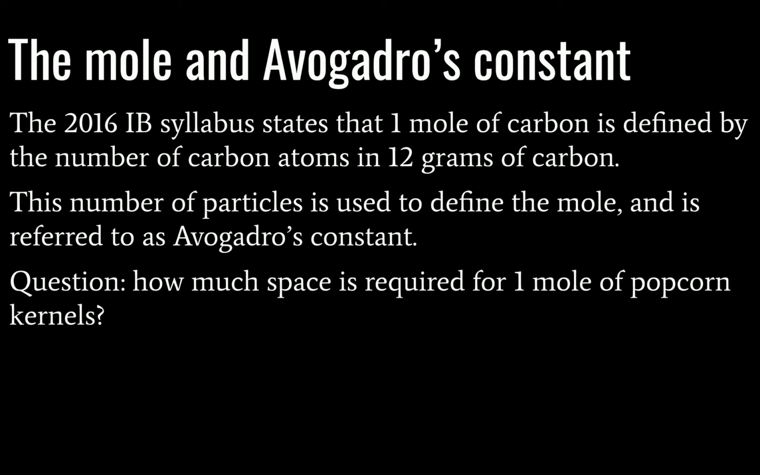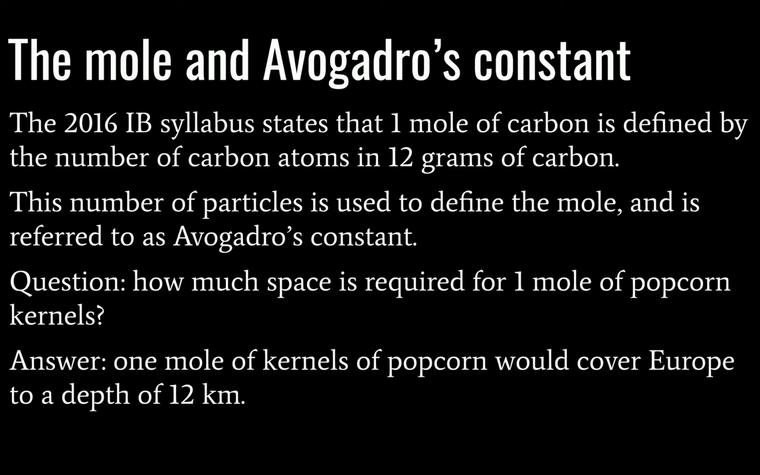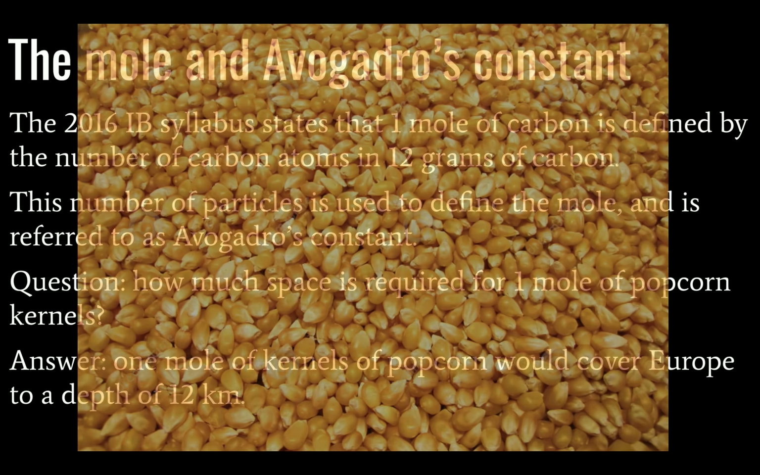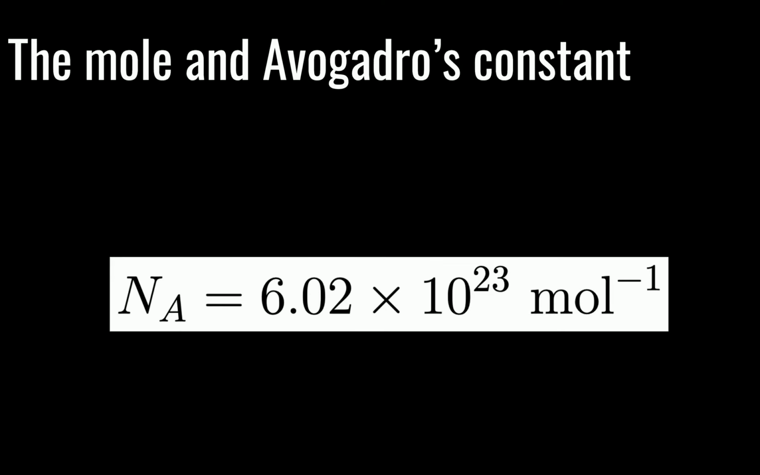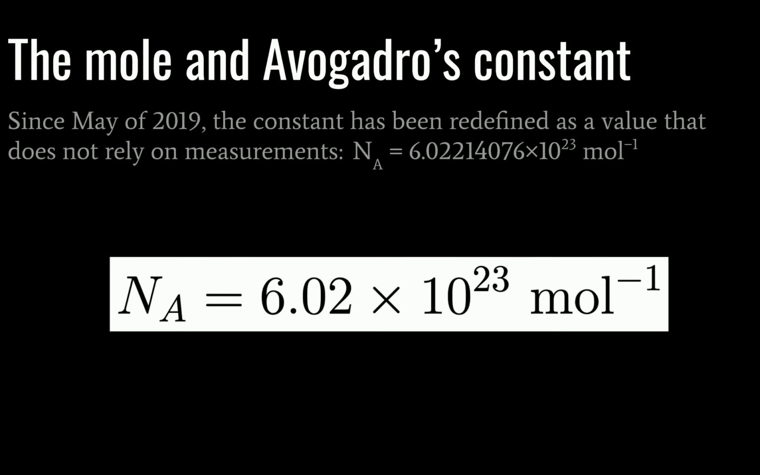So, question. How much space is required for 1 mole of popcorn kernels? The answer to that question is we need to cover Europe to a depth of 12 kilometers. So what that tells you then is a mole must be a very, very, very big number. And it is. There it is. So since May of 2019, the constant has been redefined as a value that does not rely on measurements. So we no longer use the carbon atom to define Avogadro's number. We simply define it as this number, okay?